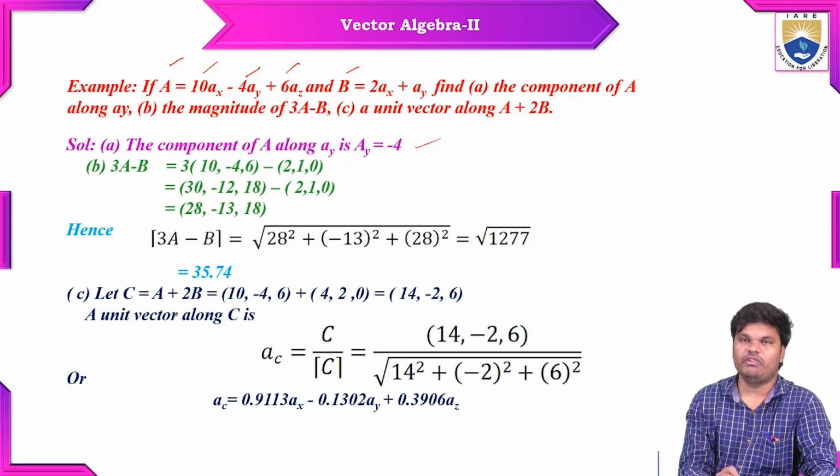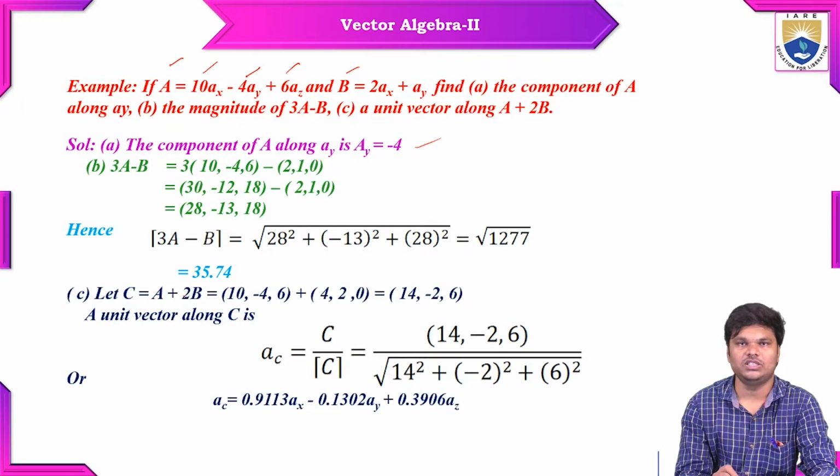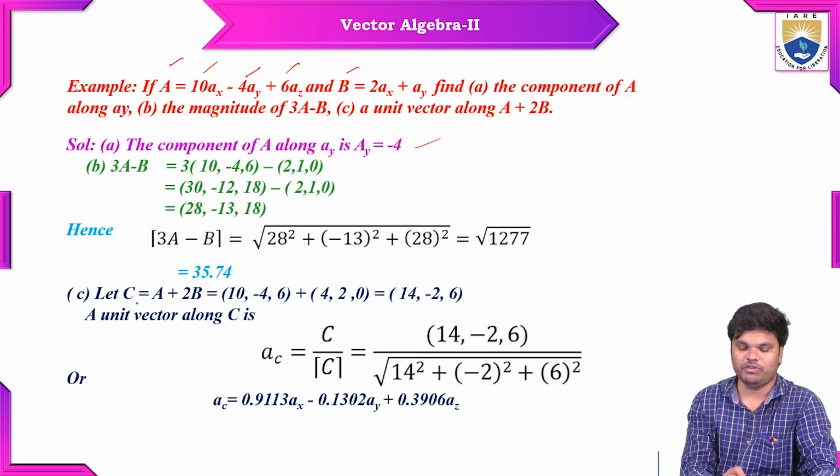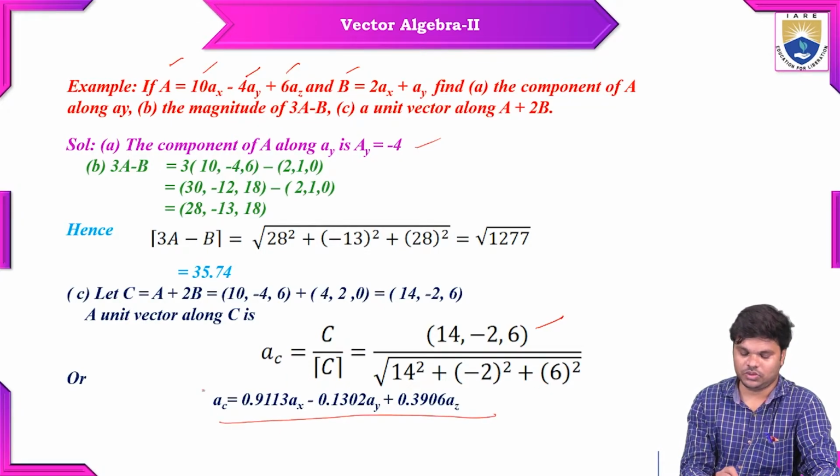Similarly, we are asked to find the unit vector along A plus 2B. We have already discussed the unit vector concept in our last class. First of all, we should find the vector C. C is nothing but A plus 2B, which can be easily found from vector addition. And what is the unit vector along C? It is C by mod C. So this is C, and mod C is root of 14 square plus (-2) square plus 6 square. So the unit vector along C is this one. If you calculate its magnitude, you will get 1.